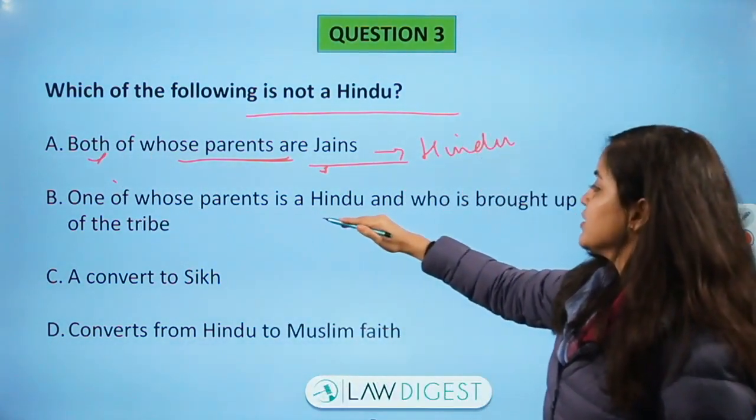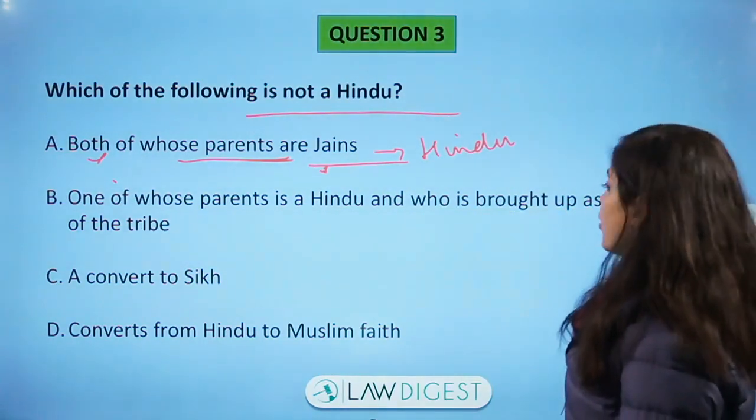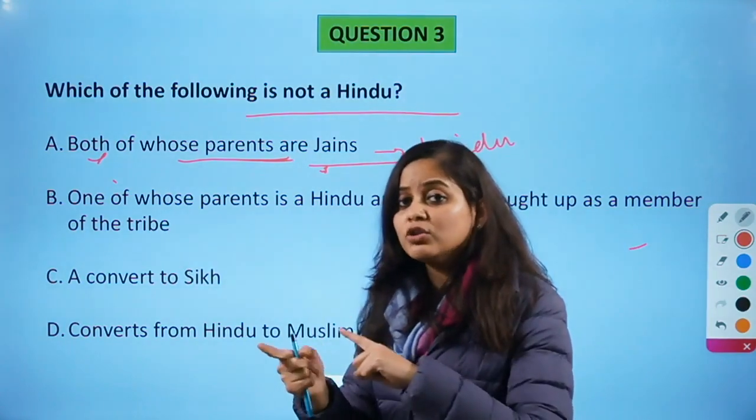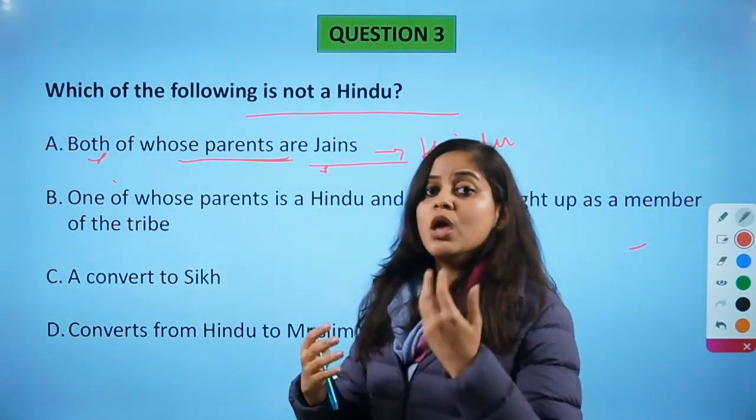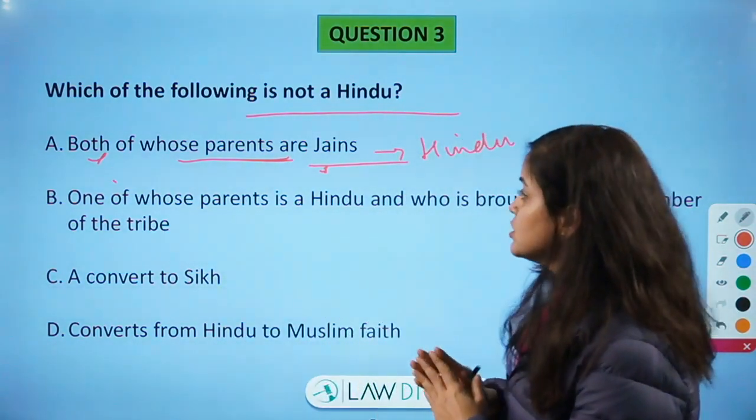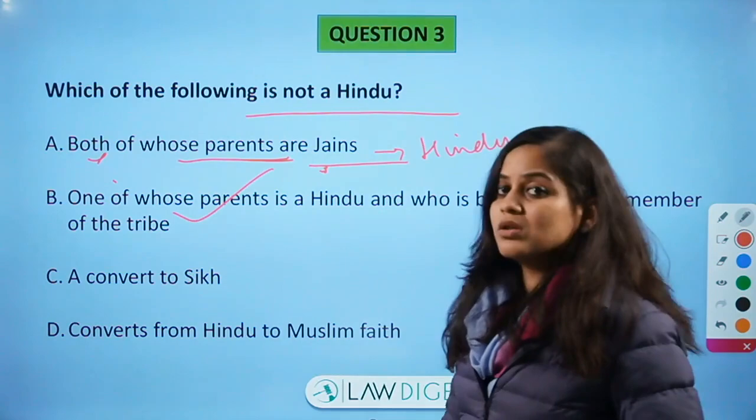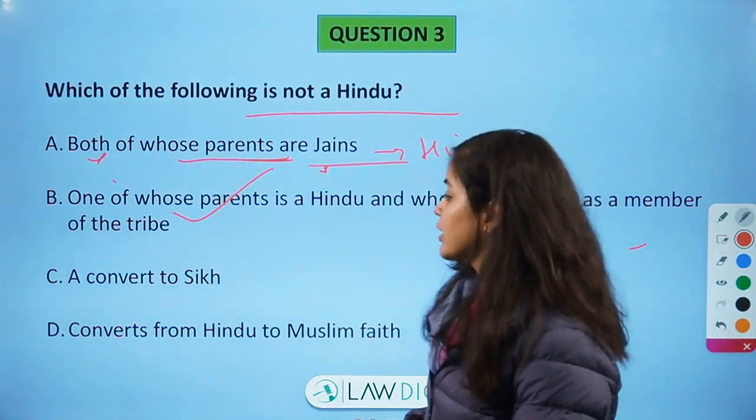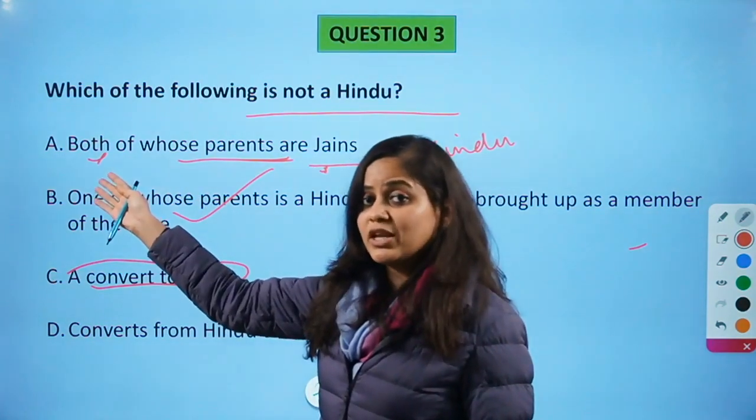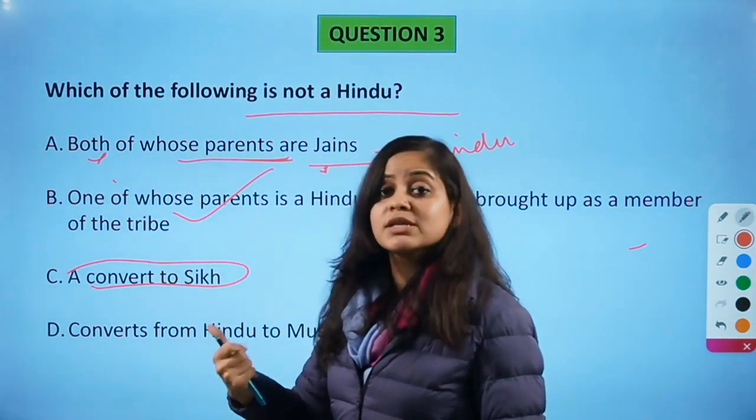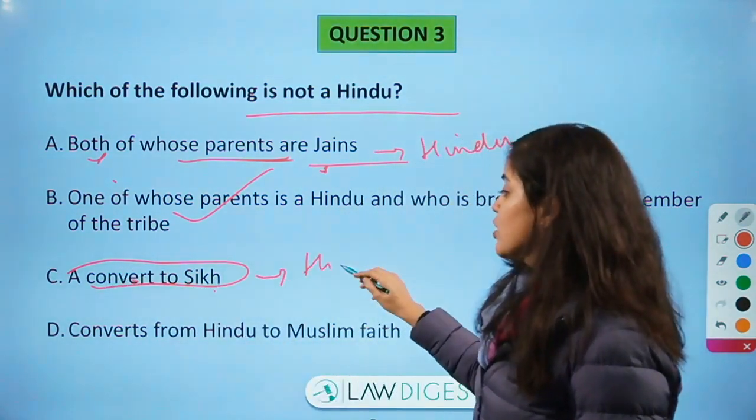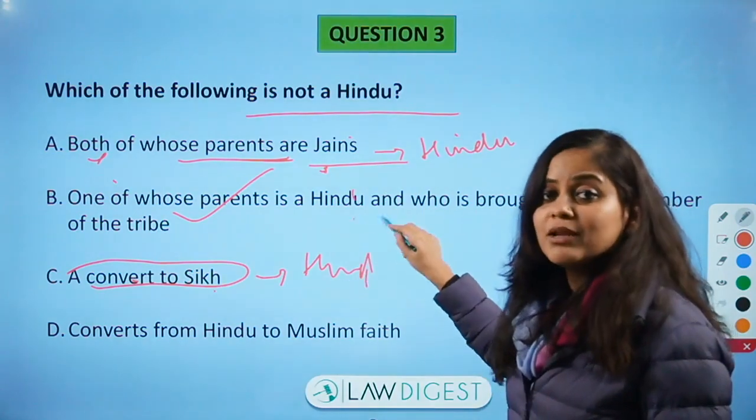Next, one of whose parents is a Hindu and who is brought up as a member of the tribe. So, any person one of whose parents is Hindu and he has been raised as a Hindu, one of the parents is Hindu and the child has been raised as a Hindu as per the Hindu traditions, then that person is also a Hindu as per the Hindu Marriage Act. Then a convert to Sikh. Now, we already studied in the second question that a person who belongs to Sikhism is a Hindu. So, a convert to Sikh is also a Hindu. So, these three options have been eliminated.